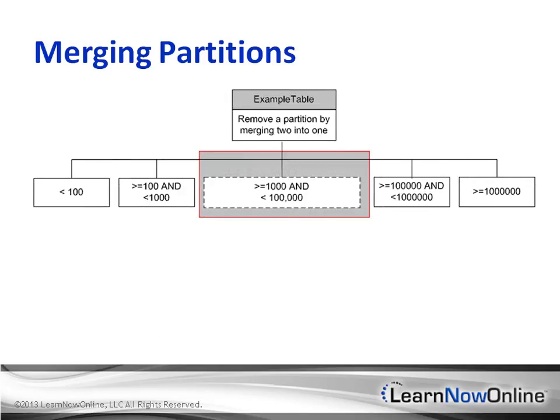So here we have our partitions laid out. You can see that the two partitions in the middle have actually merged. We now have a single partition that's holding values greater than or equal to 1,000 and less than 100,000.